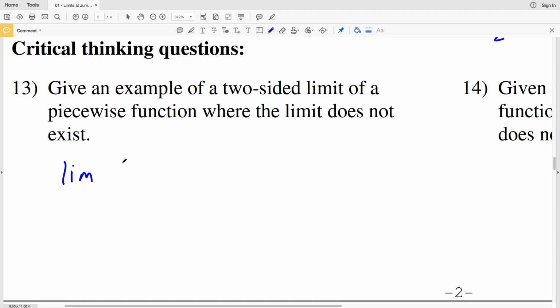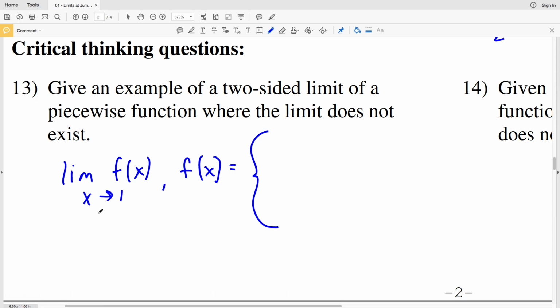Let's have the limit of f of x, and let's do this as x approaches 1. And I'm going to have f of x be the piecewise function. Now, as x approaches 1, I want to have different values for my function coming from the left as opposed to coming from the right. So I'm going to have x less than 1 as the domain for one piece, and x greater than 1 as the domain for my other piece. And I'll just make this greater than or equal to 1.